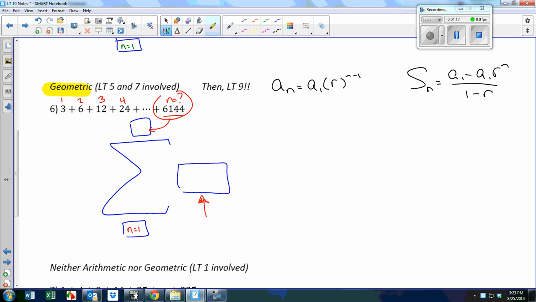Since it's geometric, we're using this formula for the sequence. First term 3, and the r is 2.